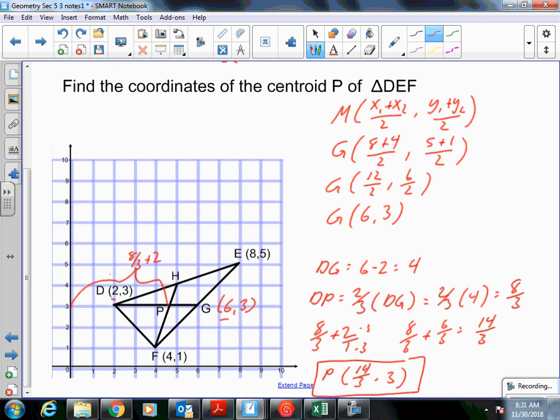Questions there, anybody? So basically what we did, we found the length of DG, then figured out what the length of DP was. And then once we had that length, we added it to the x coordinate for D to get the x coordinate for P. And then we just used the y coordinate, 3, since that was on a horizontal line. All right. So moving on then.